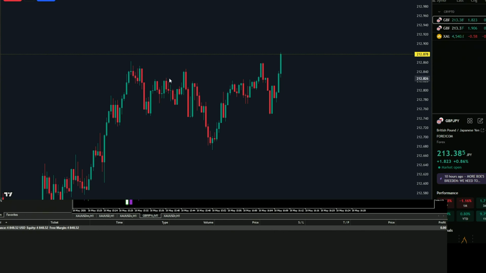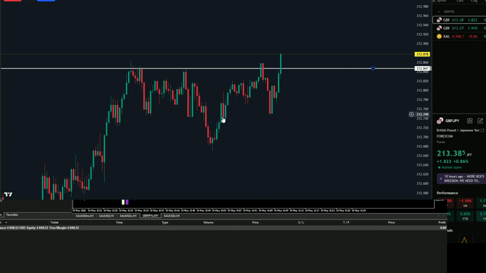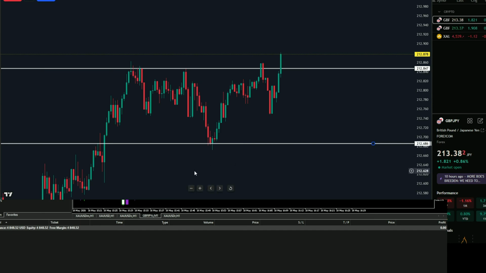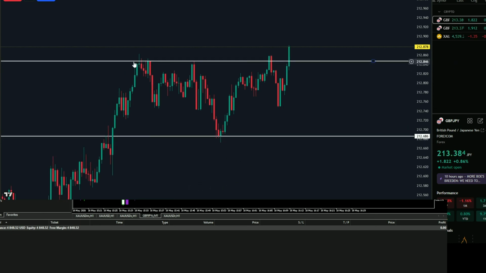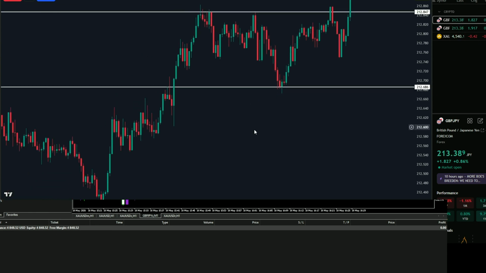We're going to identify this key resistance, which is at a higher high. Then we are going to identify this key support, which is at a higher low. Okay, so these ones here are our major zones of resistance and support.